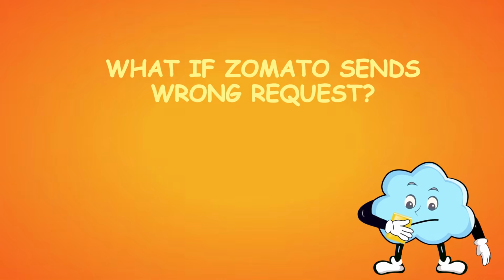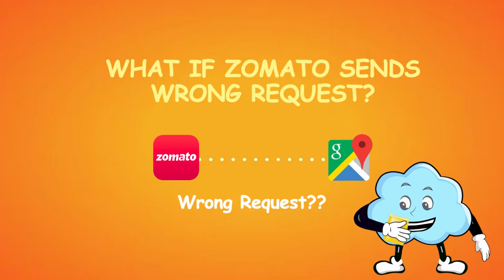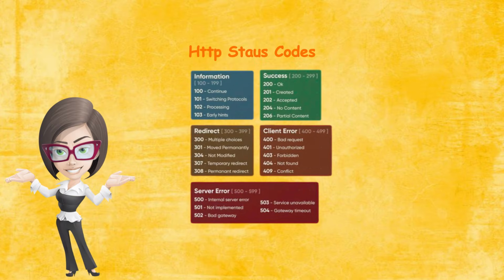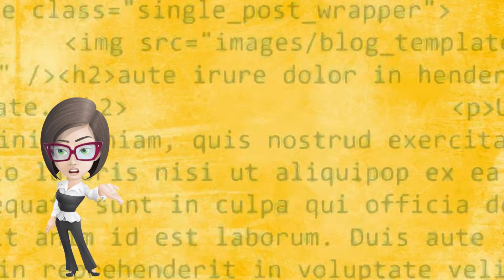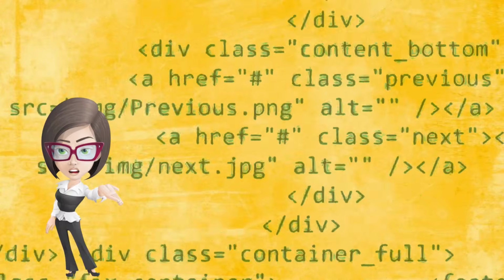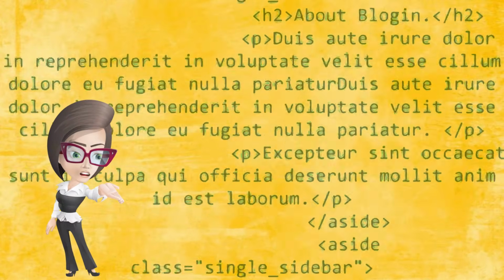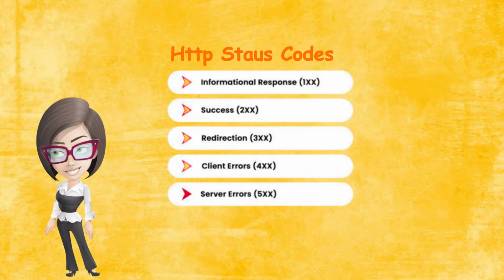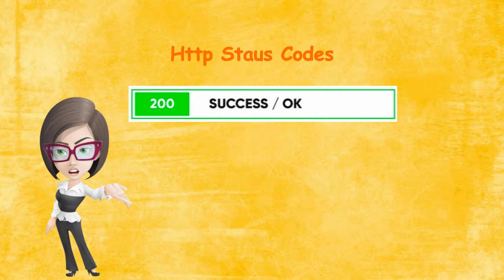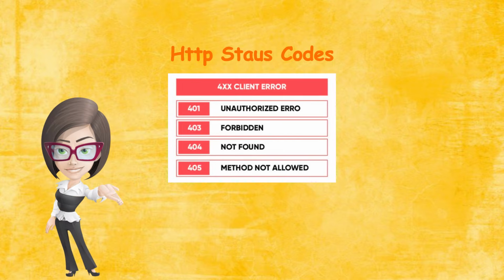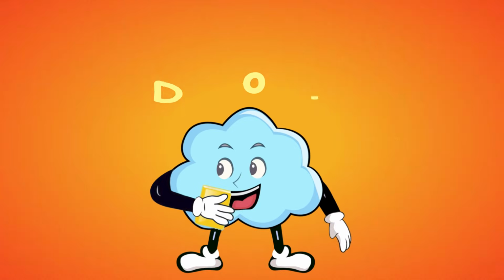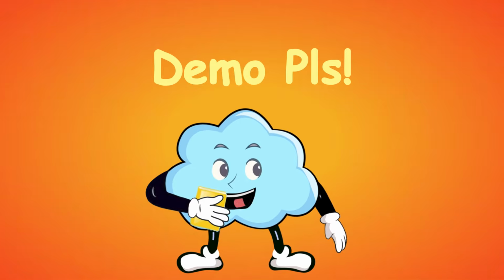What will happen if Zomato sends wrong requests? Well, for that, status codes come into the picture. A number code that appears in the body of an API response tells you if your request was successful or not. The first number in the code represents the category of status. If the code starts with a 2, your request was successfully processed. If the code starts with 4, something went wrong. Can you show me a demo so I am more clear?